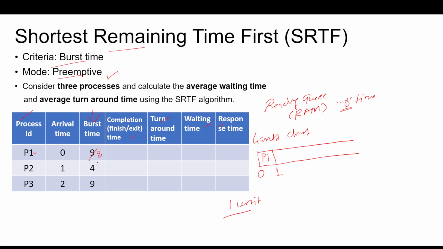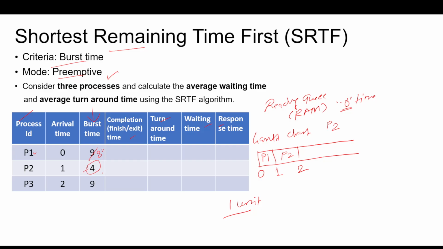Now again we need to check whether any process has arrived in the ready state while executing P1. Yes, you can see the P2 process has arrived. That means we have to execute either P1 or P2. But now two processes are there, so in that case we have to check the burst time. Which process has the shortest burst time? You can see the updated value for P1 is 8, and for P2 the value is 4. That means the shortest is P2. So we will execute P2 for 1 unit.